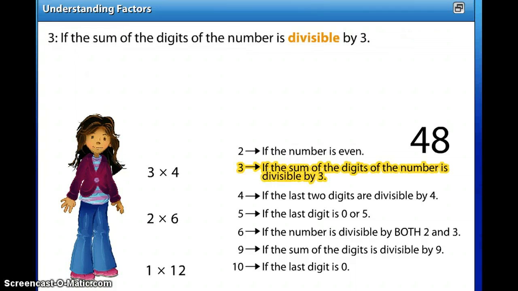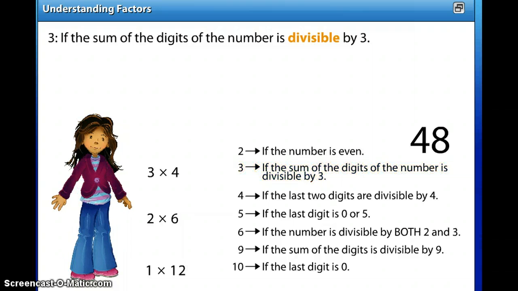3. If the sum of the digits of the number is divisible by 3. Okay. So a number is divisible by 3 if you can add its digits and divide it evenly by 3. So if I add 4 plus 8, what do I get? 4 plus 8 is 12. Can 12 be divided evenly by 3? Yes. So then 48 is divisible by 3. Okay?